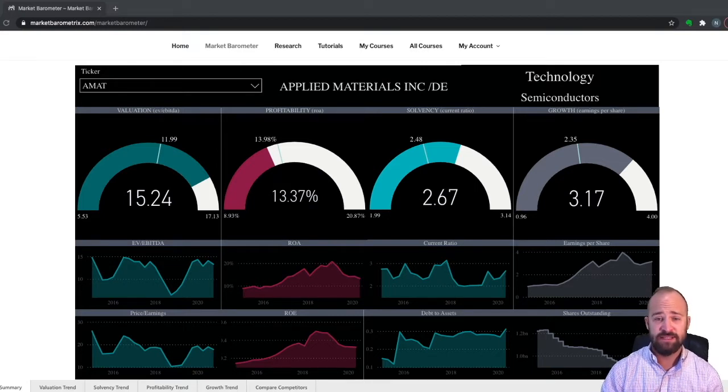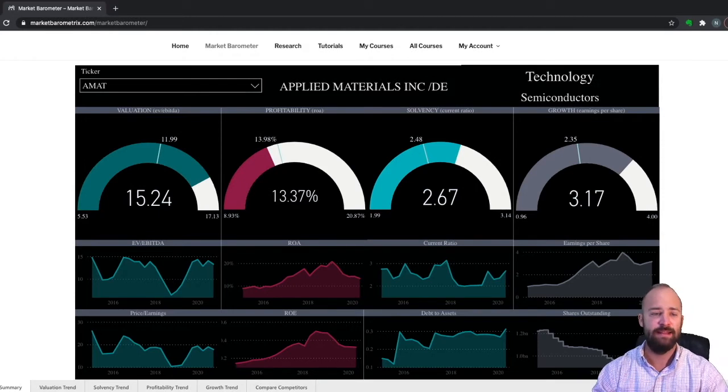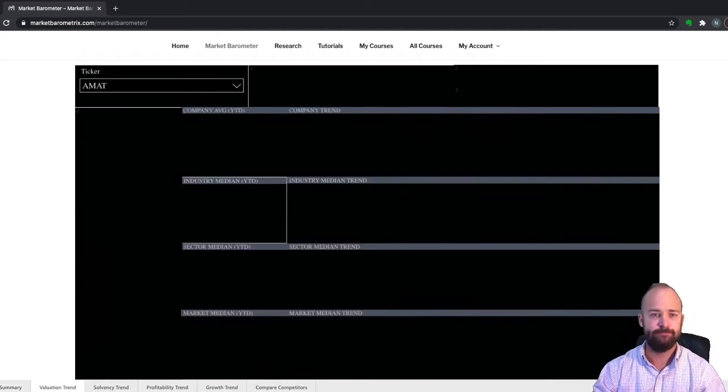It's slightly more expensive than it has been on average over the last couple years. The return it's generating on its assets and equity is mostly in an uptrend, but recently those returns have tapered off. So let's jump into each of these categories individually and take a closer look at what's going on under the hood. So let's jump over to the valuation trend tab and see how expensive this guy is.